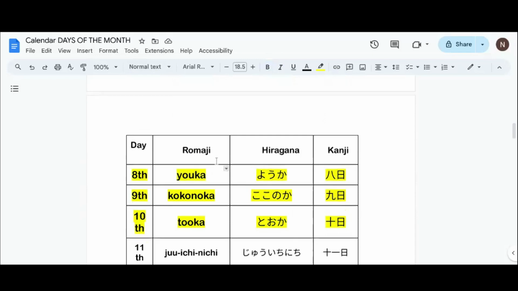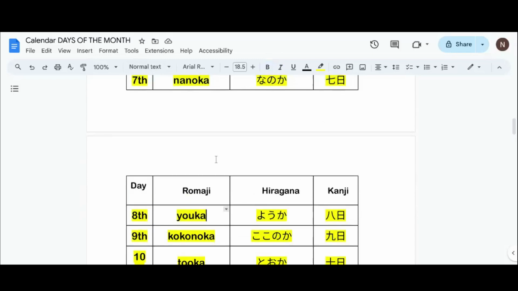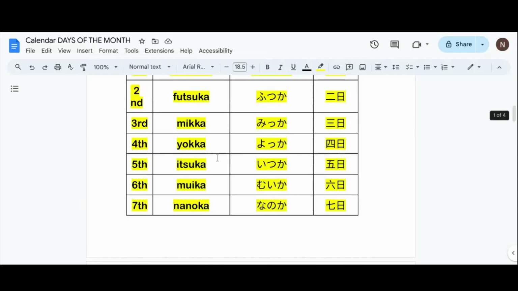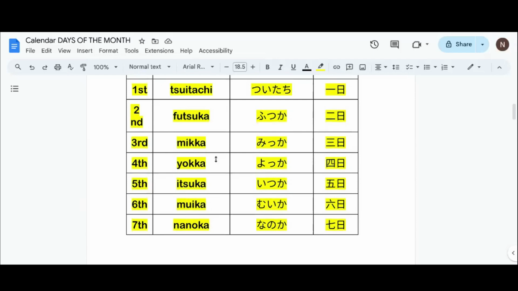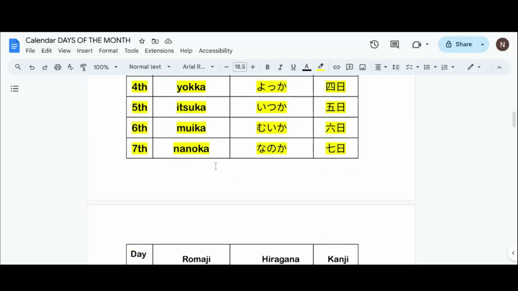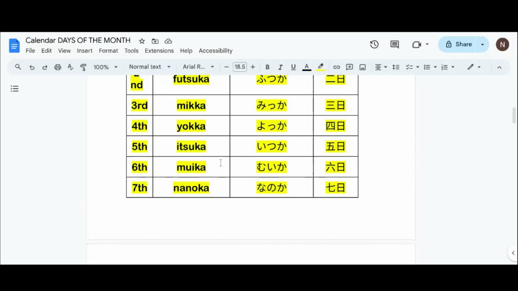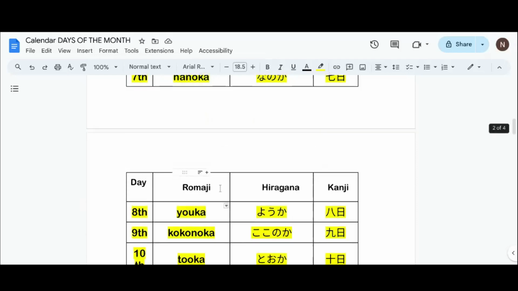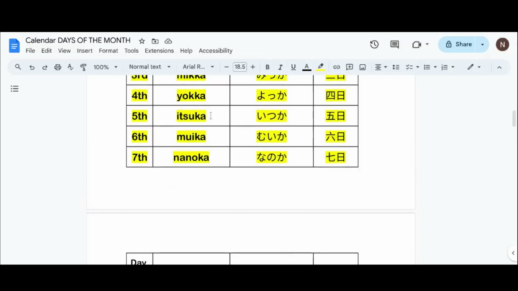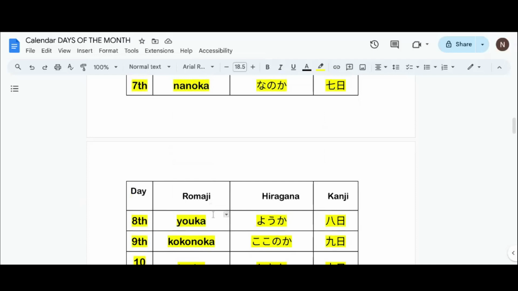Yoka. If you are talking to a native Japanese, they speak very fast. There will be a confusion between the 4 and the 8. Because they speak very fast, yoka and yoka are almost the same if you hear it. Yoka, yoka. Even I am confused with this when I'm talking to somebody about the day, whether it's yoka or yoka.